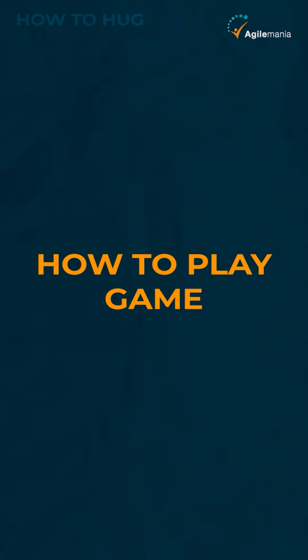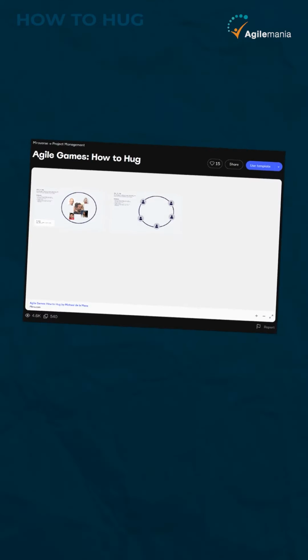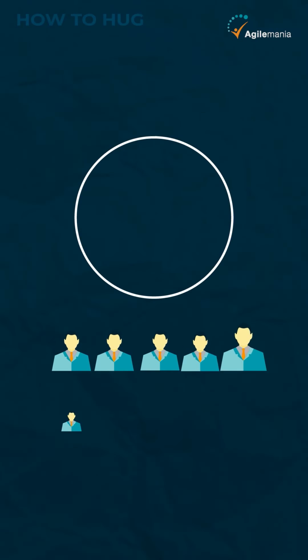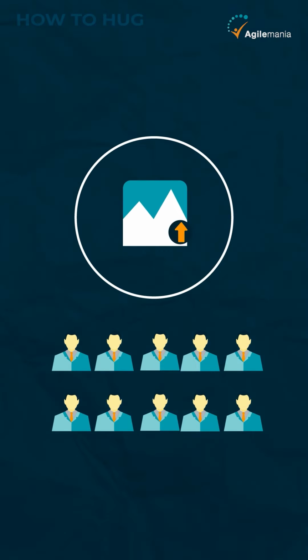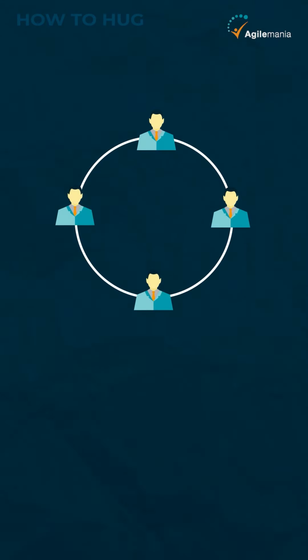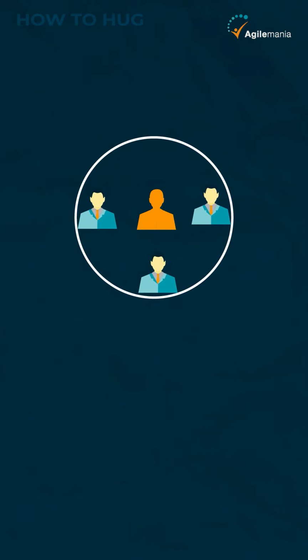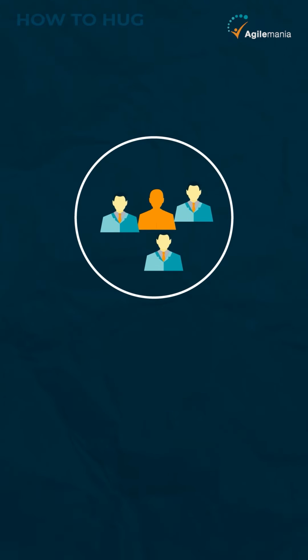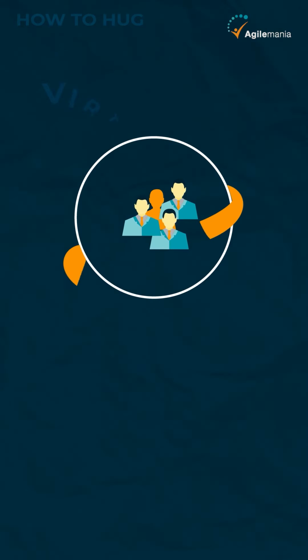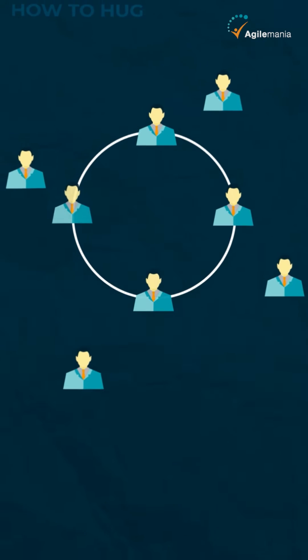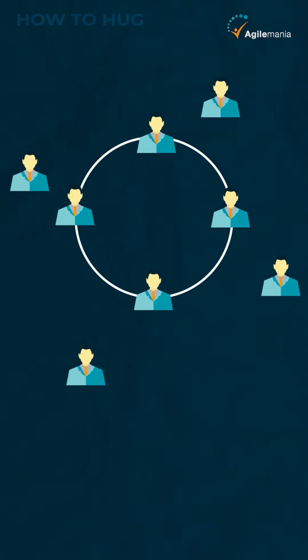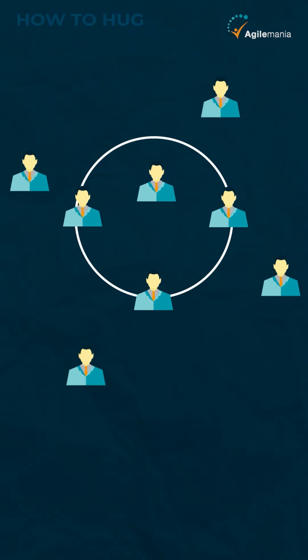Here's how to play this game. Use the How to Hug Miro board that displays an outline of a circle. Each team member should upload a photo of themselves and place it along the circle. One team member is chosen to move their photo to the center of the circle. Then, all of the other team members move their own photos to the center so they touch the center photo. That's your virtual hug. From there, other team members take turns moving their own photo to the center.